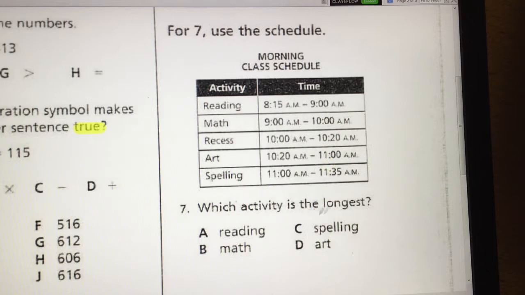So number 7 is asking which is the longest. Okay, so you have to figure out how long you're doing reading, how many minutes, how long is math, how many minutes, okay? But for sure we know it's not talking about recess, so we don't even have to figure out recess, right? Because that's not a choice. So you're down to reading, math, spelling, or art.